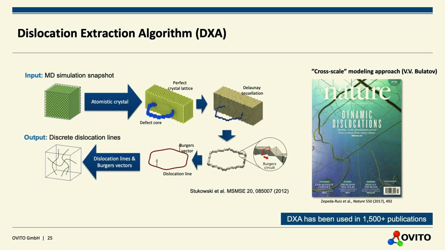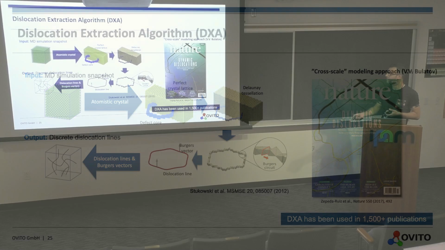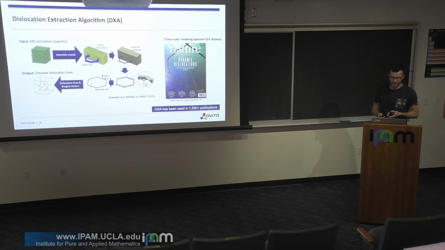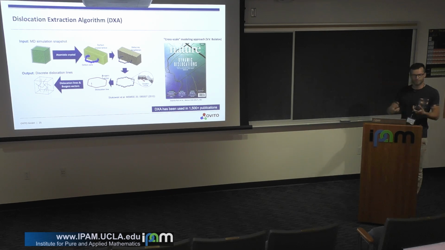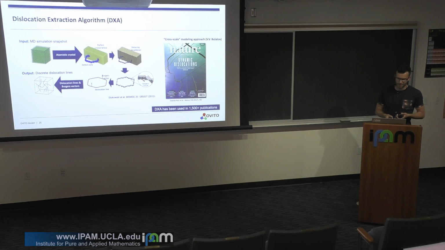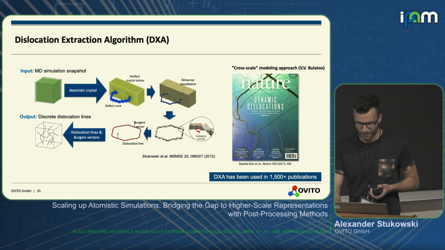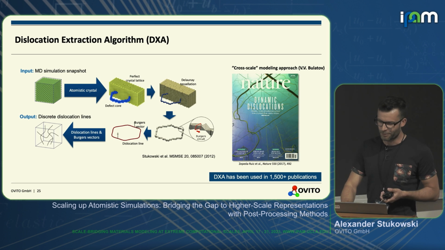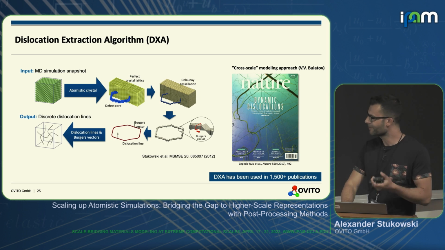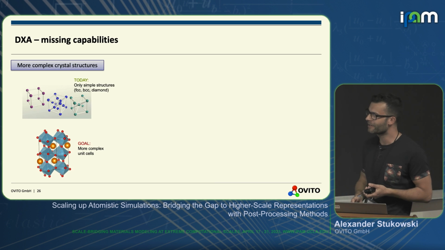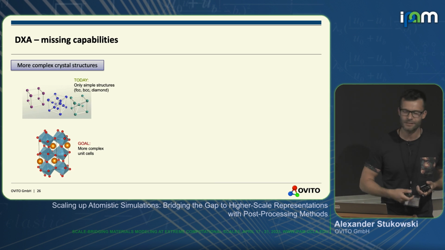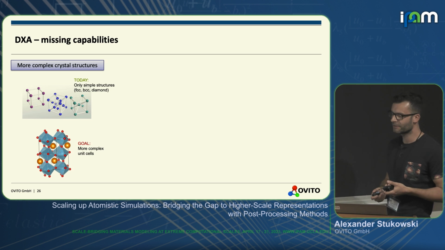So this method has been used in many simulation studies. We have almost 1,500 publications making use of DXA. And it has enabled this kind of cross-scale modeling approach for the collective behavior of dislocations in metal plasticity. What I want to speak about today is not what you can do with DXA, but what are the still missing capabilities. So what are future development goals?